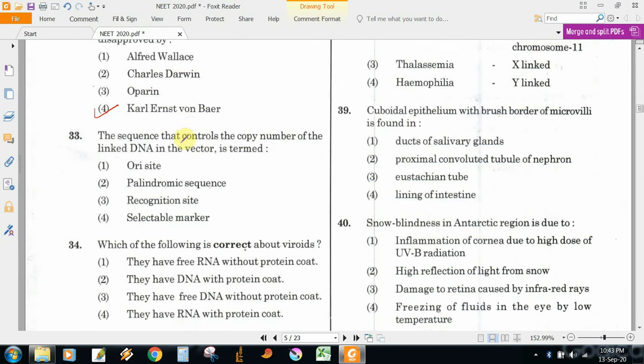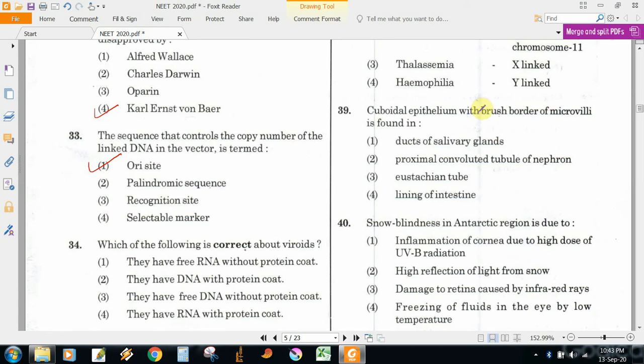Moving on, the sequence that controls the copy number of linked DNA in the vector is termed as: the first one is ori site, that is the origin of replication site. Next is palindromic site. Next one we are having is the recognition site. Fourth one is selectable marker. Answer is the first one, that is the ori site.